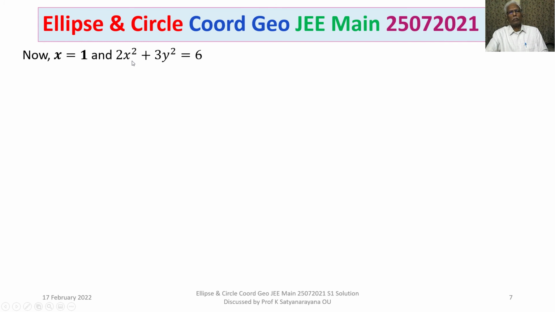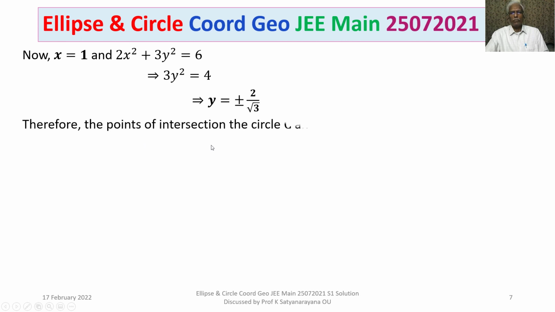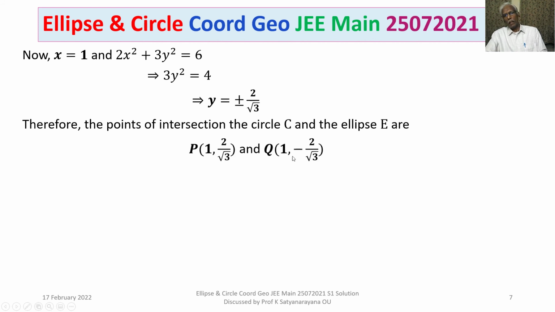Now, x = 1 and 2x² + 3y² = 6. In that we substitute and we will get 3y² = 4, and y² = 4 by 3, and y will be equal to plus or minus 2 by root 3. So, there are 2 points of intersection, that is (1, 2 by root 3), let us call it P, and (1, −2 by root 3), let us call it Q. So, the points of intersection of the circle C and the ellipse E are given by P and Q. And notice that they lie on the same line, x = 1.